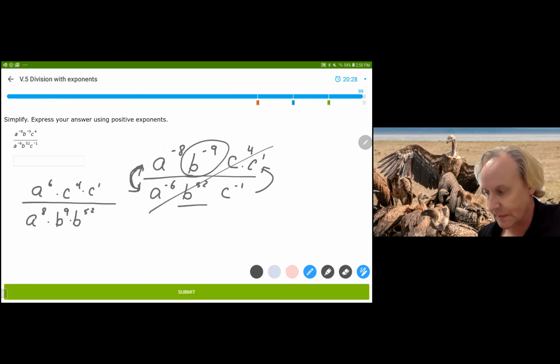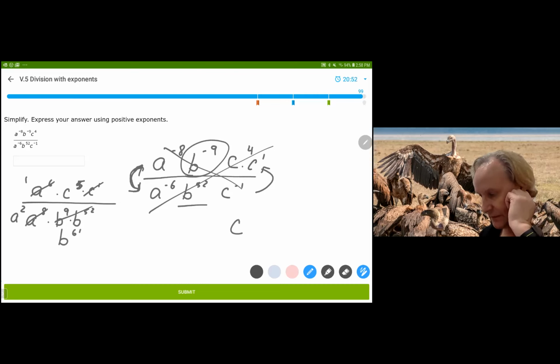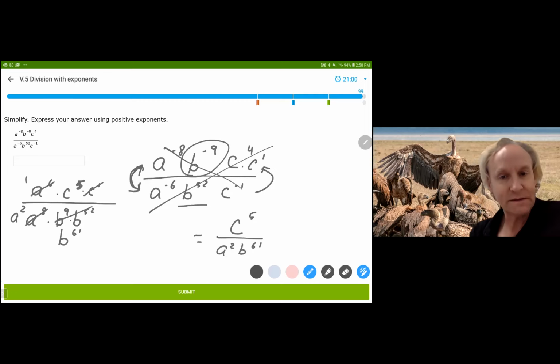So there it is. So hopefully that all makes sense to you, and we end up with the 6 a's cancel with 6 of these and give us a squared in the denominator. And of course we have a c to the 5th power in the numerator. And it looks like that's, oh, and my b raised to the 61 power. So it looks like we have c to the 5th all over a squared b to the 61. And I like that one. You know, it's good practice. Anyway, that is the last one.